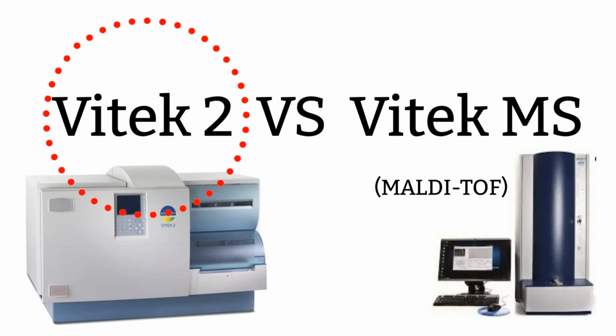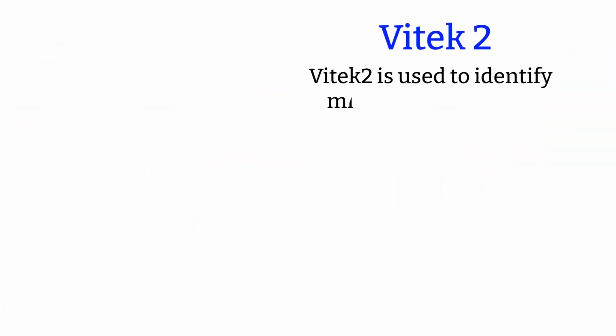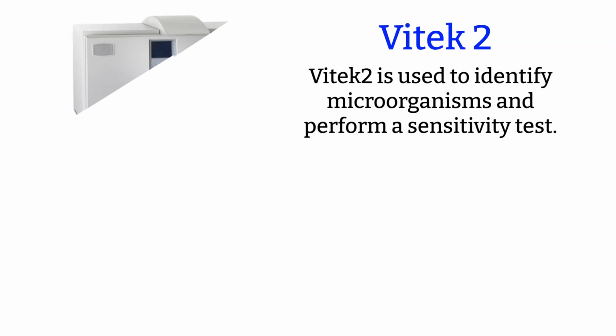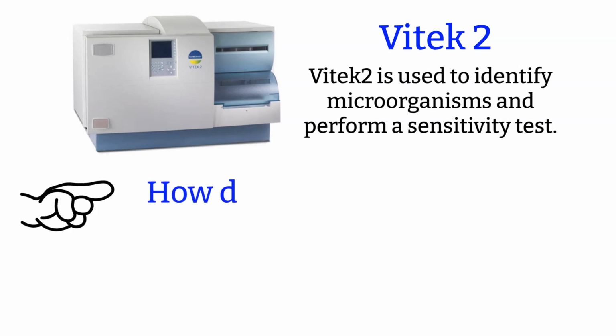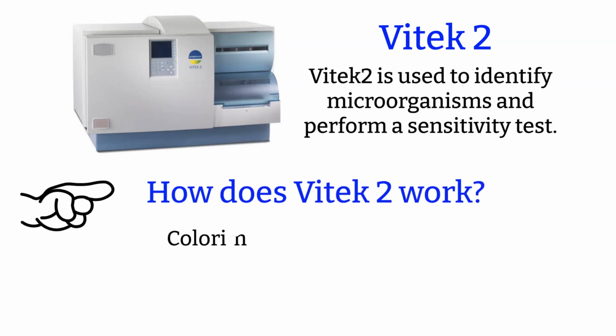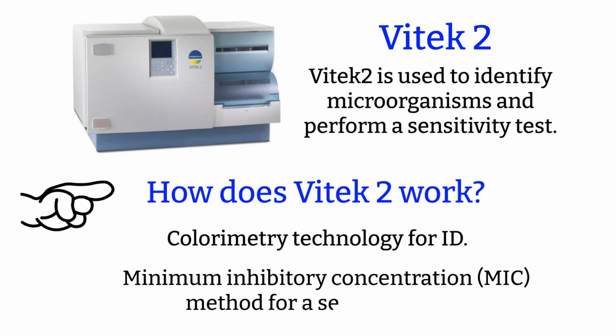Vitek 2 is used to identify microorganisms isolated from patient specimens and provide guidance for antimicrobial therapy based on minimum inhibitory concentrations, because besides ID, this instrument can also perform sensitivity testing. Vitek 2 is a fully automatic system that uses advanced colorimetry technology to identify routine or common organisms isolated from patients. Colorimetry is a technique used to determine the concentration of a colored compound in solution.